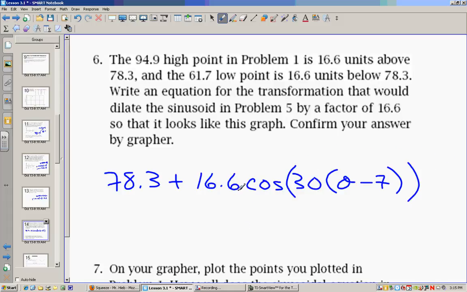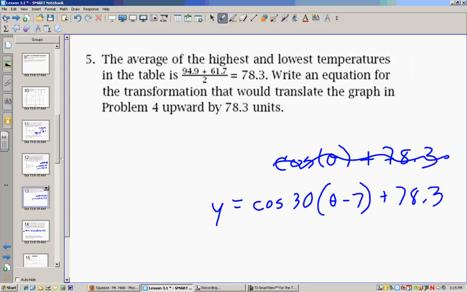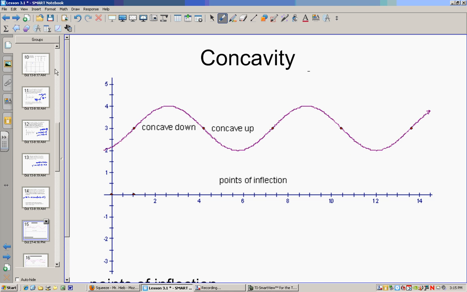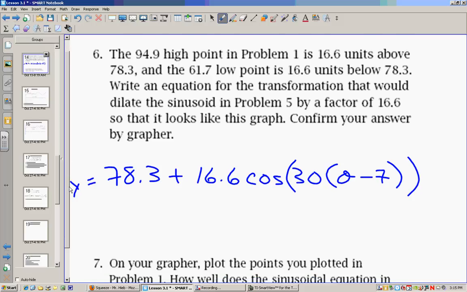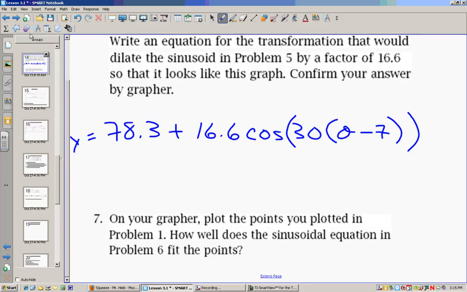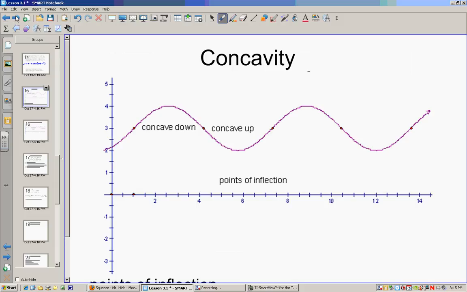And then we have an amplitude of 16.6. So that gets there. Now here I have the 78.3 in front. That's going to be the same thing as putting it on the back end. Now hopefully from there you guys were able to plot that and see that things fit exactly as they should.